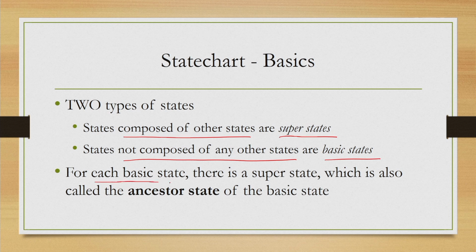For each basic state, there is a superstate, and this superstate is also known as ancestor state. So, to recap, there are two types of states. Some are composed of other states, those are called the superstates. Some are not composed of other states, those are called basic states, and for each basic state there is always a superstate. This superstate is sometimes called the ancestor state of that particular basic state.